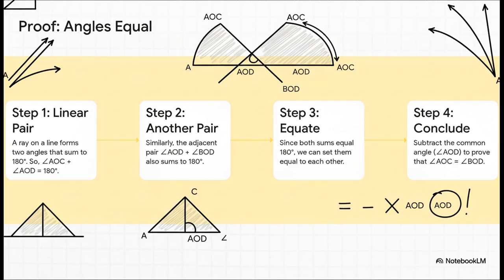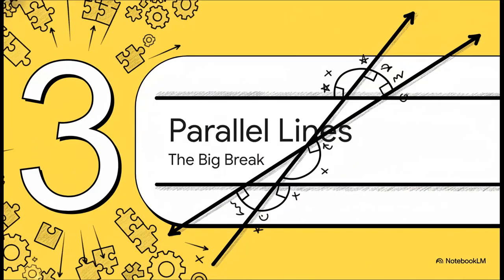Okay, step 2. Now look at angle AOD and angle BOD. They also form a linear pair on the other straight line, so they also add up to 180. So if both pairs equal 180, they have to be equal to each other. That's step 3. And for the final step, we just subtract that common angle, AOD, from both sides, and bam, it proves that angle AOC has to equal angle BOD. See? It's brilliant.